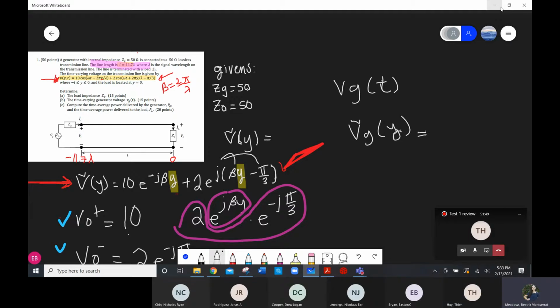Anybody know how to find VG? There's a formula for it. I'm going to give you a hint. It's a voltage divider. Does anyone know why it's a voltage divider?